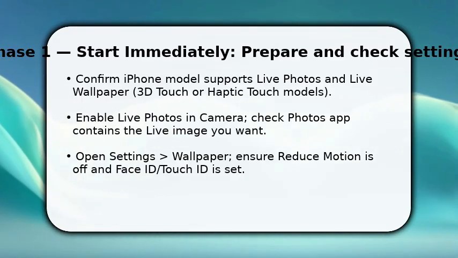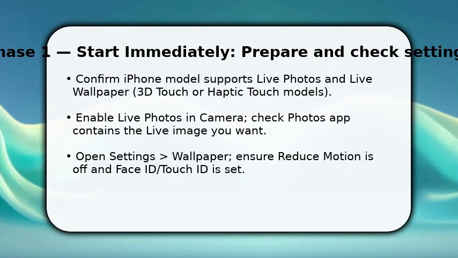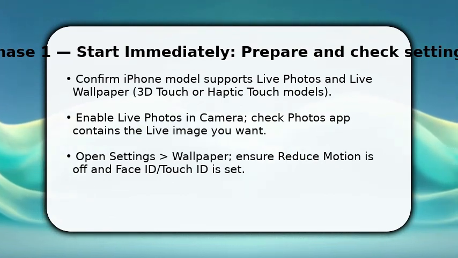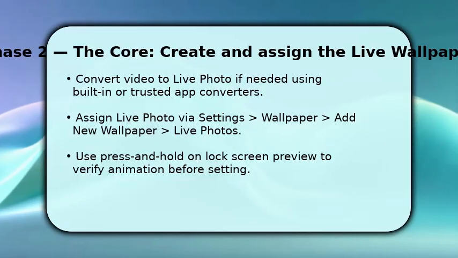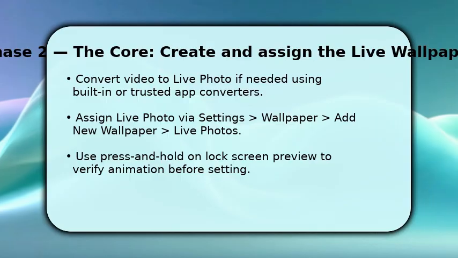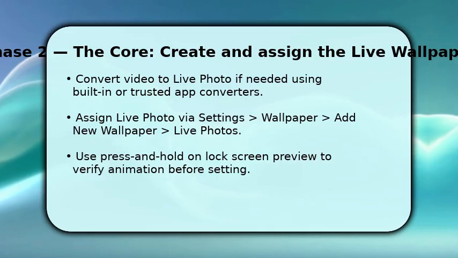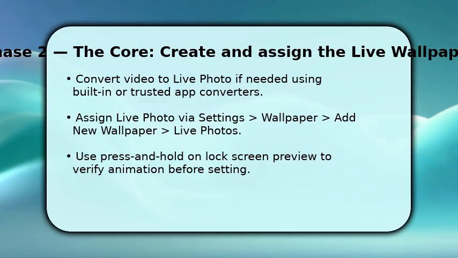Once done, go to Settings, Accessibility, Motion and make sure Reduce Motion is off, because that disables the parallax and live effect. Now convert or pick the exact live photo and apply it correctly so the animation works. If you have a short video, convert it to a live photo using the Photos app shortcut or reputable converter. Live format stores motion and a key photo.